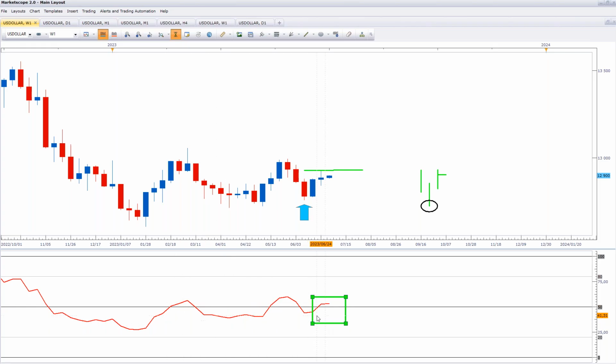Why are we spending so much time on the dollar? It's because without the dollar moving, it really makes it a challenge to find other instruments that are moving.